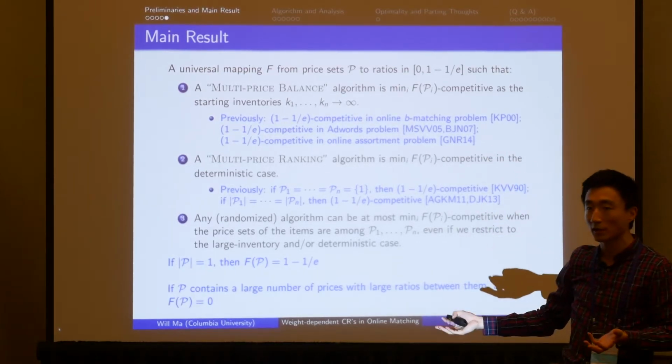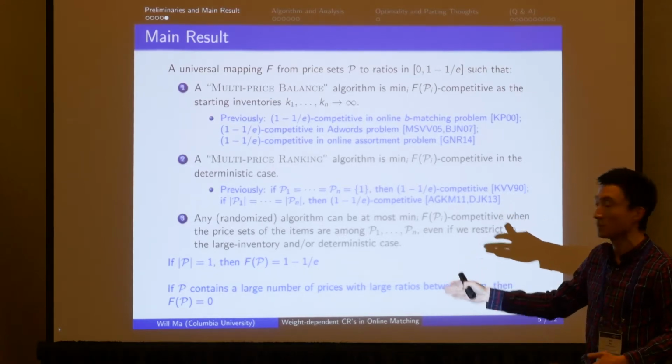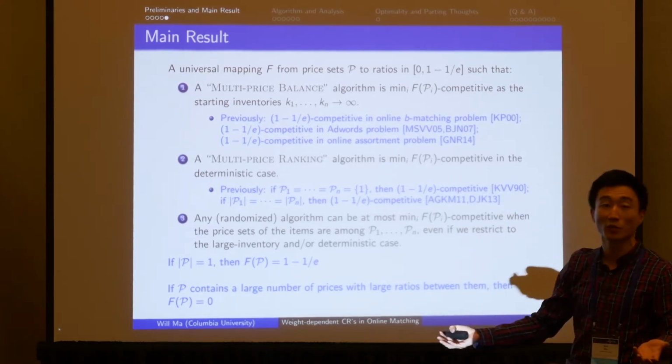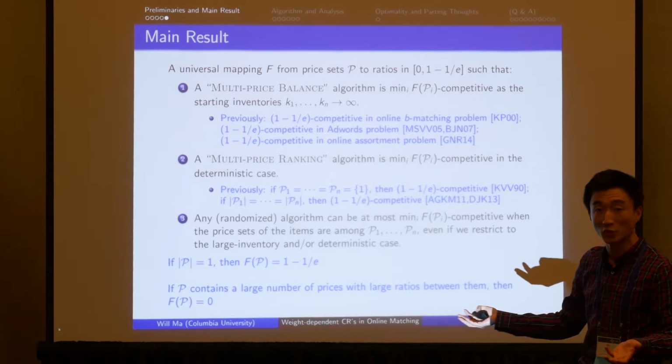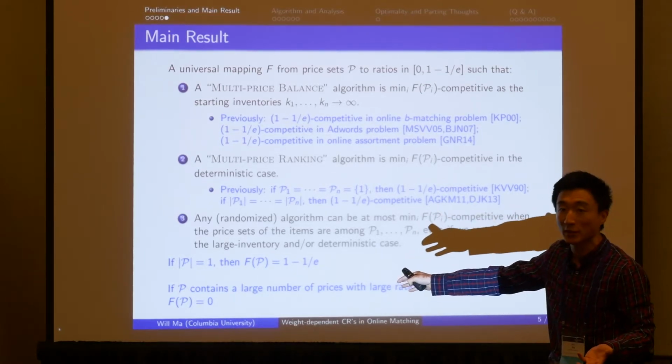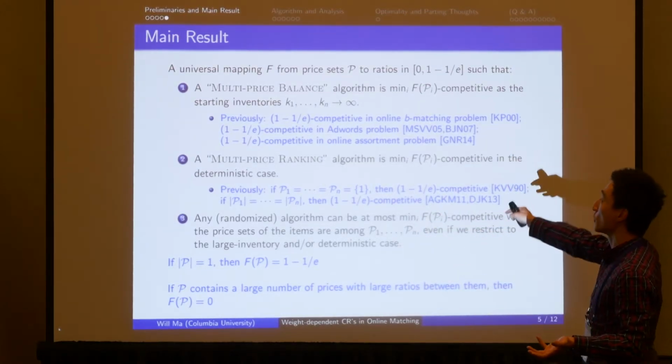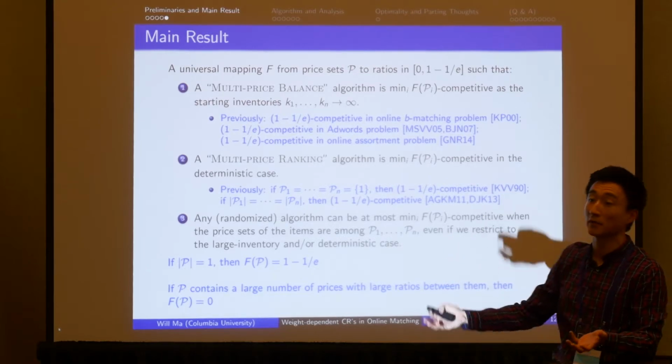Of course, like I said earlier, if some price set contains a very large number of prices with large ratios between them, then F of P will be 0, and our results will say the best possible competitive ratio is 0.